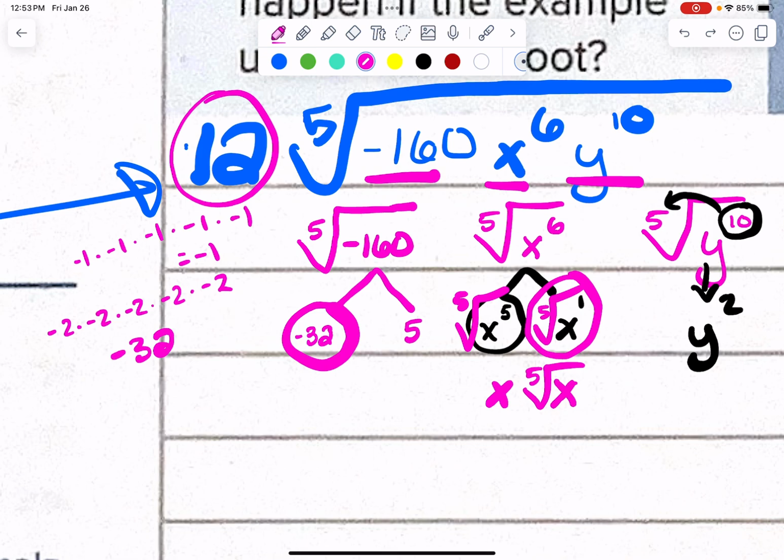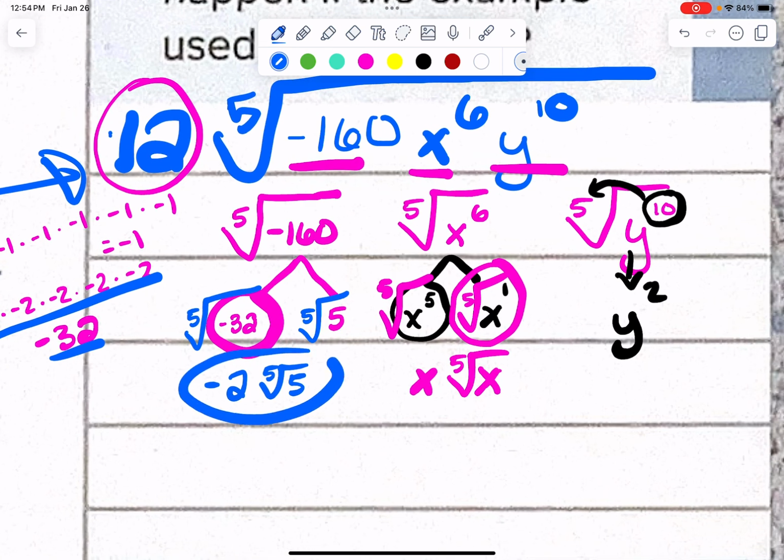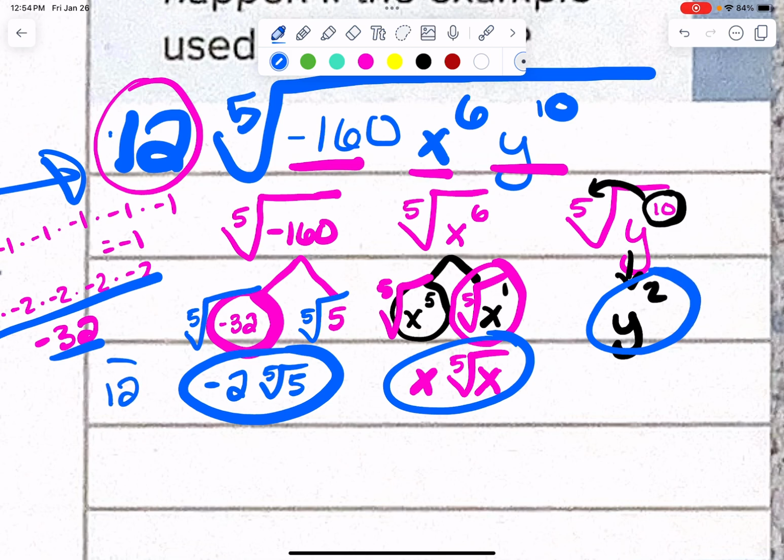So I have negative 32 and 5, and I want to take the fifth root. Okay, so the fifth root and the fifth root. The fifth root of negative 32 is negative 2. I take negative 2 times itself 5 times to get negative 32. So that comes out, and then I have that fifth root of 5 left over. Okay, so this is the answer to that one. This is the answer to that one. This is the answer to that one. But don't forget that you have 12 left over. It's just chilling. We've got to put them all back together.